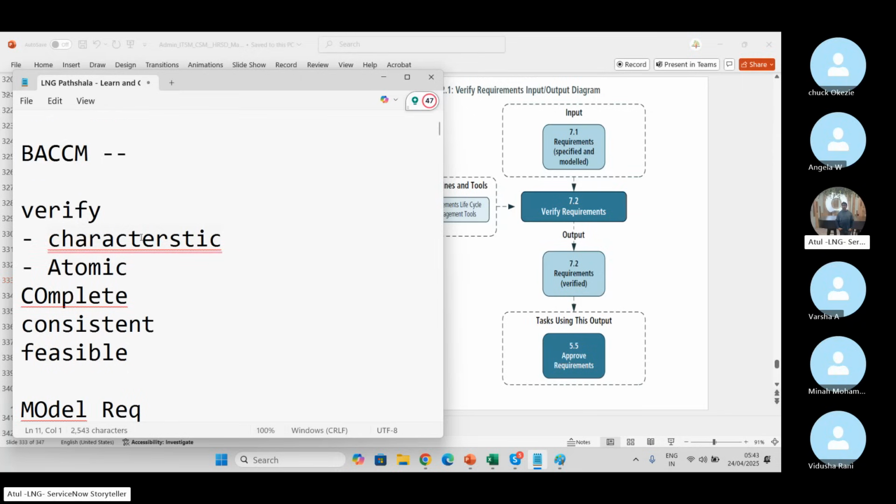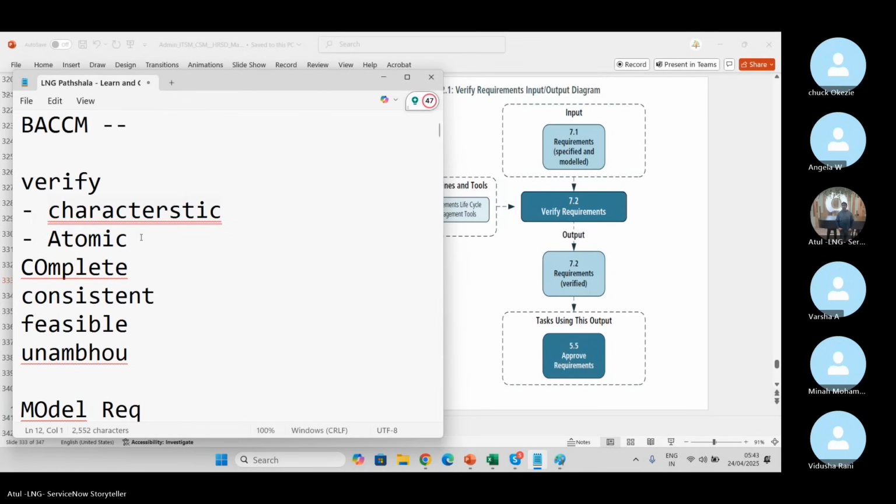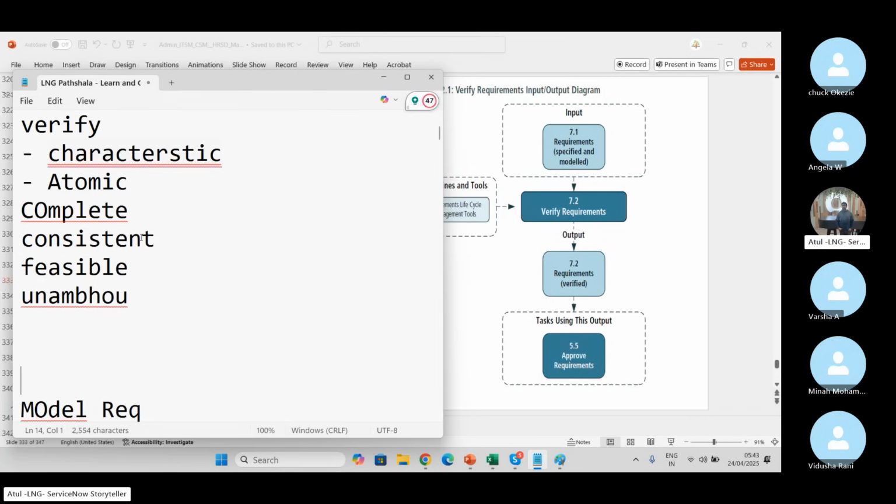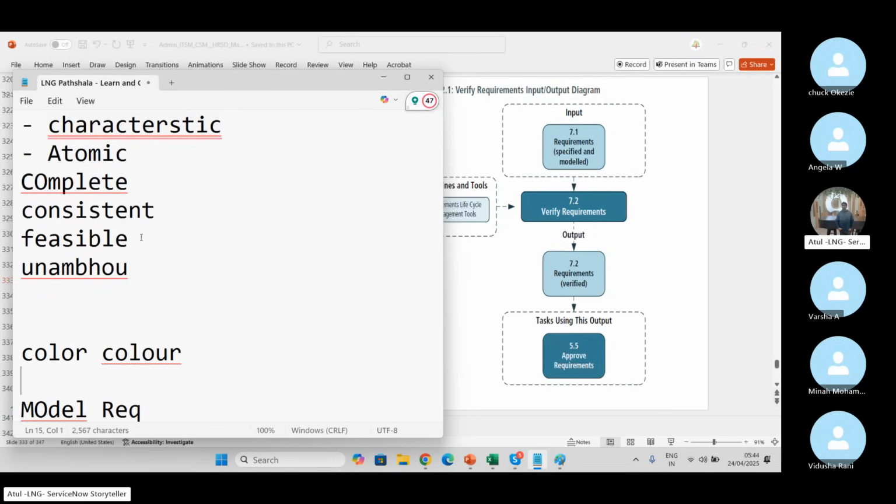Then the requirement should be unambiguous. Now I'll give you a classic example for this one. Tell me what is wrong, what is right here. Which spelling is right out of these two? One is US and the other is UK, and I'm not saying which is right or wrong. It depends on who the audience is, who you're writing it for. That is a problem again. It is ambiguous.